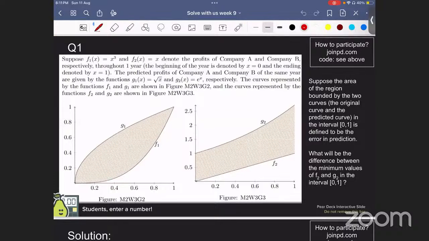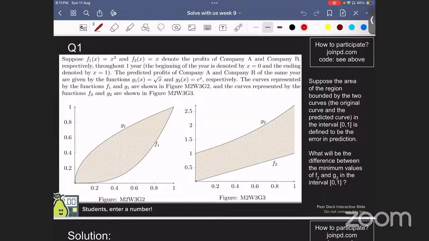The minimum value would be at 0 in the interval 0 to 1. So for G2, e to the power 0 is 1. And for F2, it is equal to x, so it will be 0 itself. So 1 minus 0.